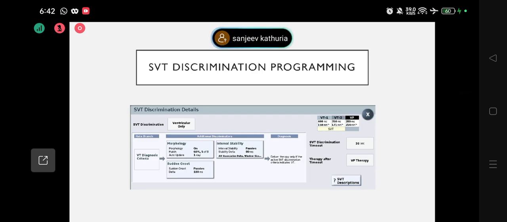And also important, it will keep seeing. But if the discrimination timeout is there, let's say it's not able to decide, it's taken more than 30 seconds, then it will say, okay, I don't care, let's give a therapy, because it doesn't want the patient to collapse. So remember, SVT discrimination timeout is mostly 30 seconds. So very basic slide. Morphology, onset, stability. Three things it wants to match.